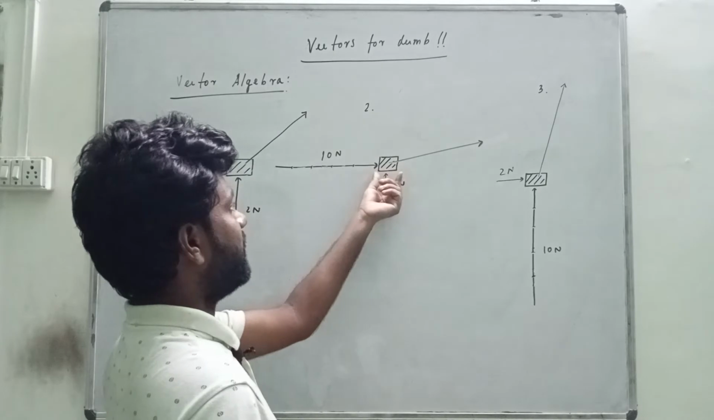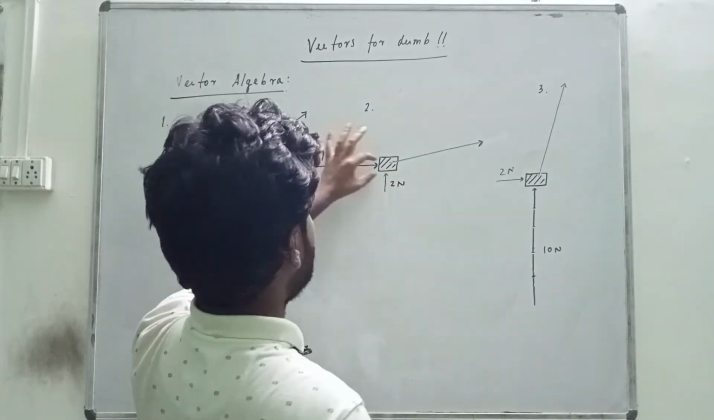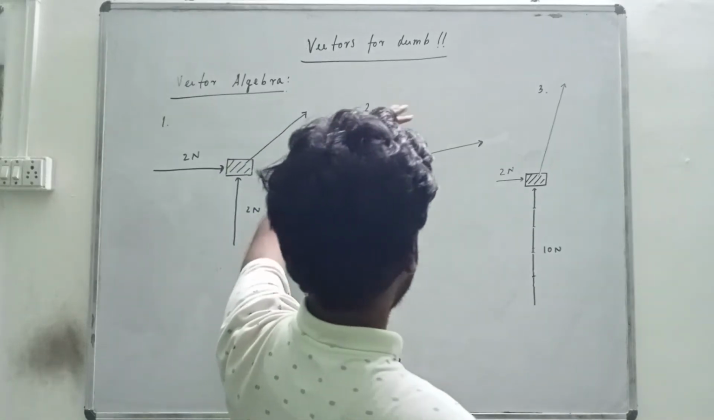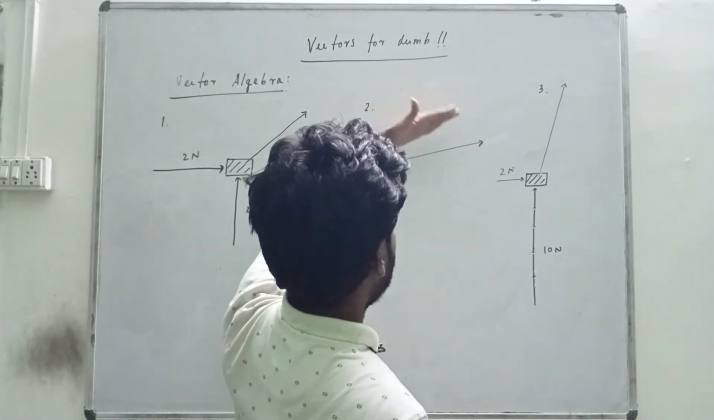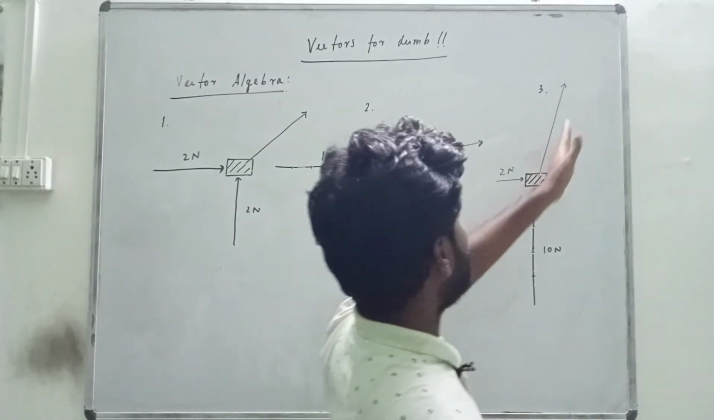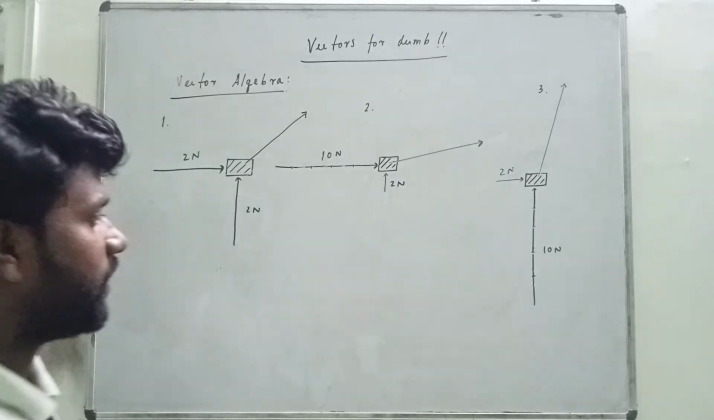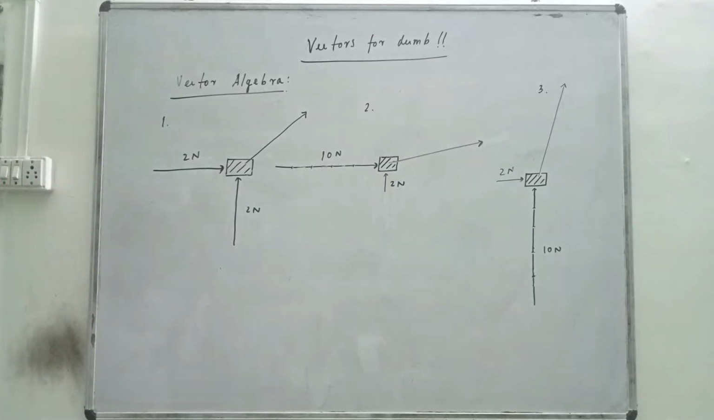Just from here, if I introduce a 10 Newton force in the horizontal direction, the block will go somehow in that direction, inclined with the larger force here. So obviously, it will incline with the larger force. It's a very simple thought experiment, right? Okay.